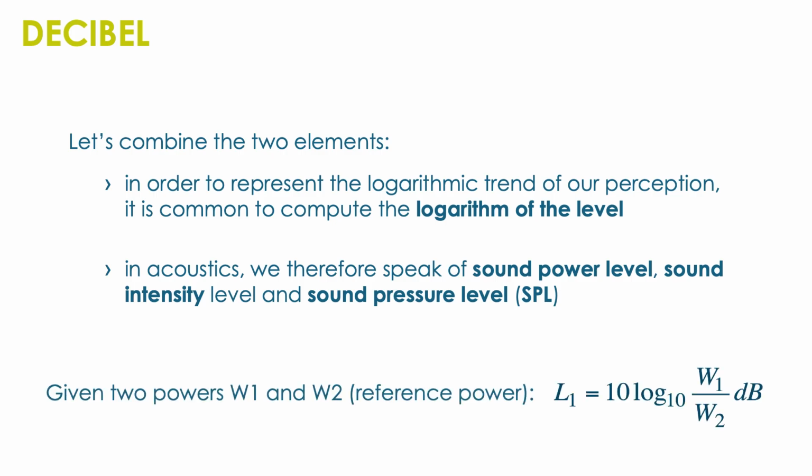From the mathematical point of view, given two sound powers, W1 and W2, where W2 is a reference power, the formula for computing the sound power level is L1 equal to 10 log W1 over W2 in decibel, which is actually a logarithmic level.